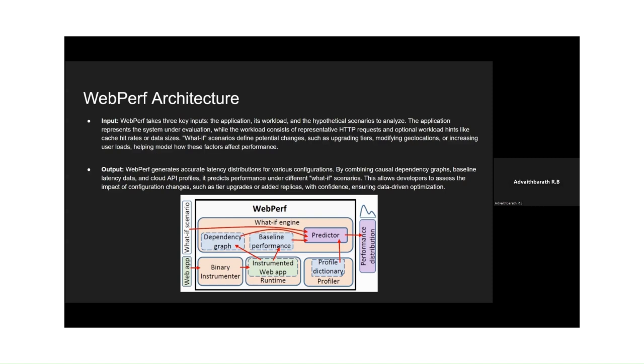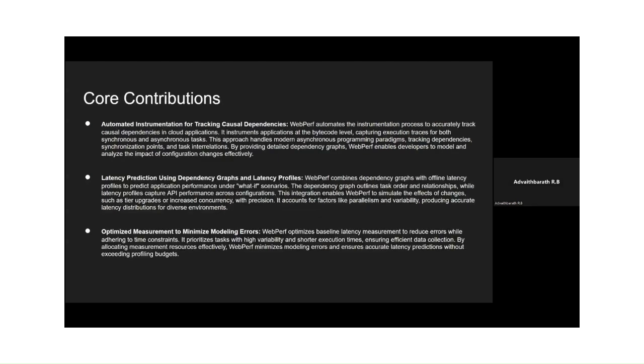The what-if engine integrates the dependency graph, baseline performance, and API profiles to simulate application performance under the specific scenario. The predictor uses a probability algorithm to generate a predicted performance distribution, which represents how the application will behave under the hypothetical configuration. Next up, the core contributions.